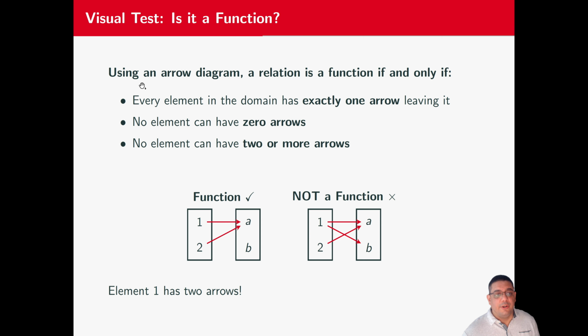We use, of course, arrow diagrams to represent relations. So a function is going to work out in a similar way. A relation is a function if and only if every element in the domain has exactly one arrow leaving it. No element can have 0 arrows, and no element can have 2 or more arrows. So for example, here, this is a function that covers those ideas, and this is not a function because 1 is going to multiple places.